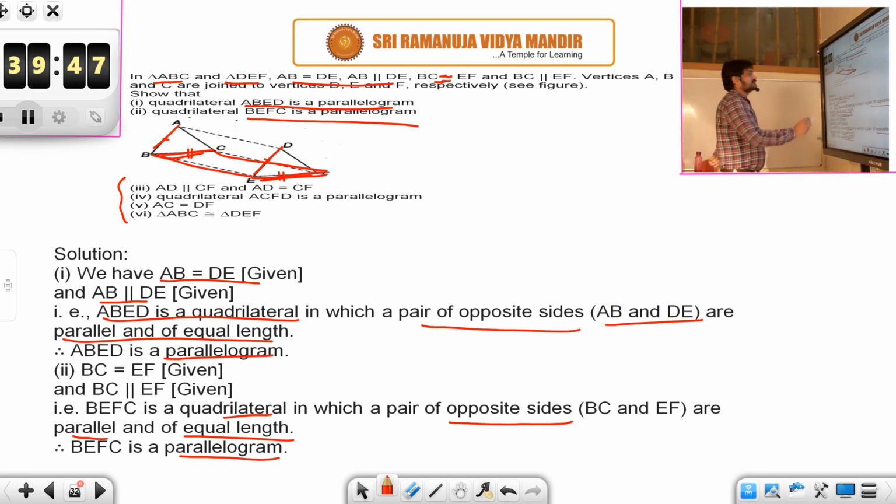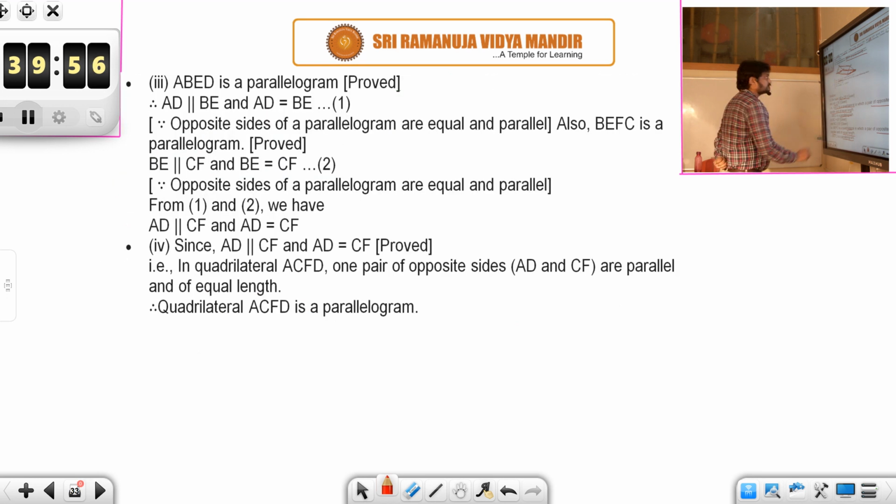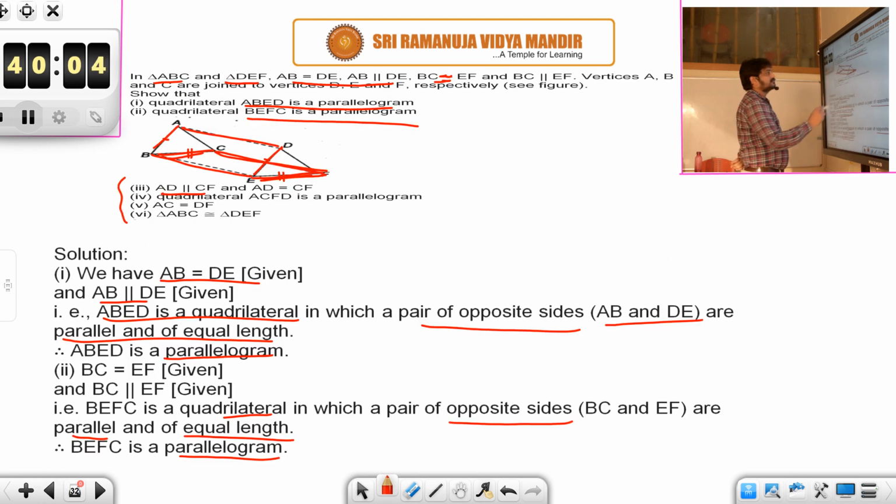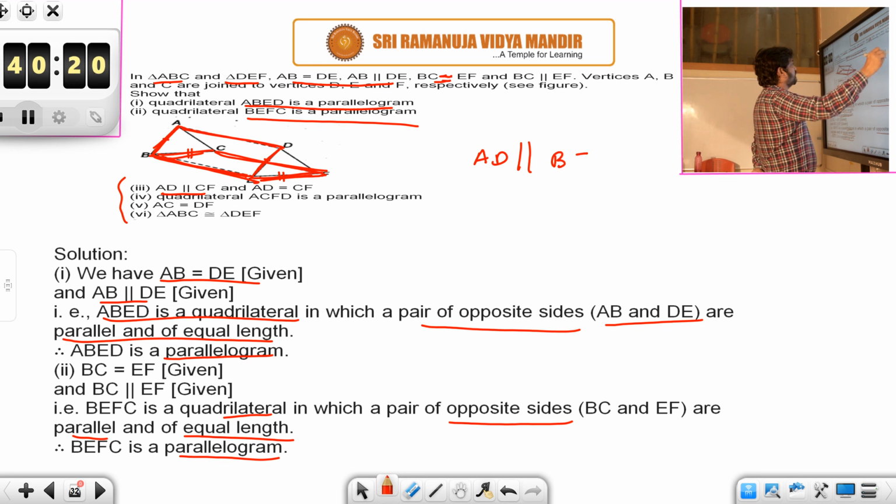Okay students, now let's look at the third one. You need to prove that AD is parallel to CF. See, ABED is a parallelogram. This is proved, right? So therefore, if ABED is a parallelogram, we were already given that AB is parallel to DE. So hence we could say that AD is parallel to BE.